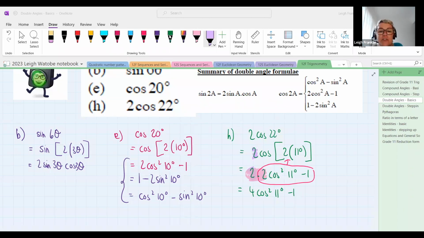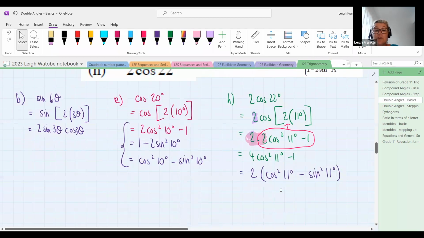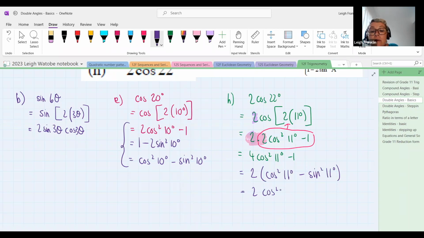All right, so again, the other ways in which we could have written this if we wanted to. We would have left our 2 on the outside, and we can write cos of the double angle as cos squared 11 minus sine squared 11. So another way in which we could have written this would have been as 2 cos squared 11 minus 2 sine squared 11 if you wanted to.